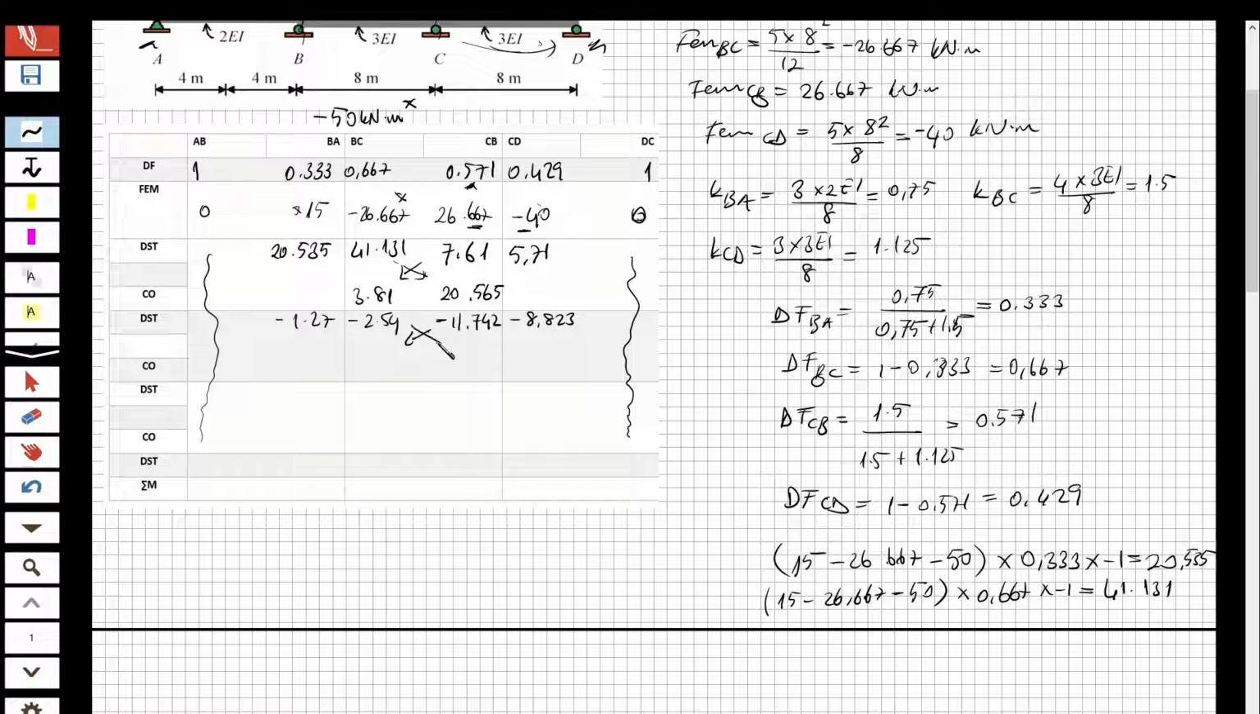and I'm going to make a carryover, take the half of this to here and half of this to here, and it's going to be minus 5.871 and minus 1.27. And when I distribute this moment into the ratio of both distribution factors, this is going to be 1.955, and this is going to be 3.916, 0.72, and 0.55.